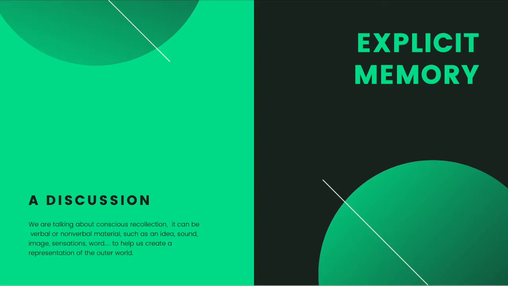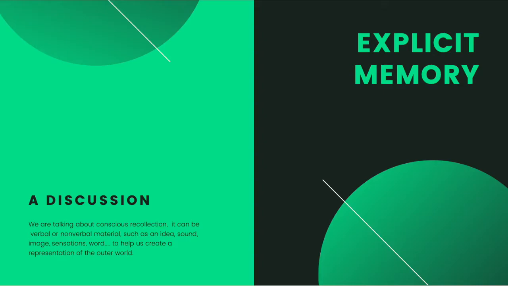Now, our explicit memory can be divided into two subcategories of memory systems that we also talked about: our episodic memory and our semantic memory. And in case you don't remember what those two terms mean, our semantic memory is usually related to generalized facts that we know, whereas our episodic memory is more intimate and it's related to our own personal experiences.